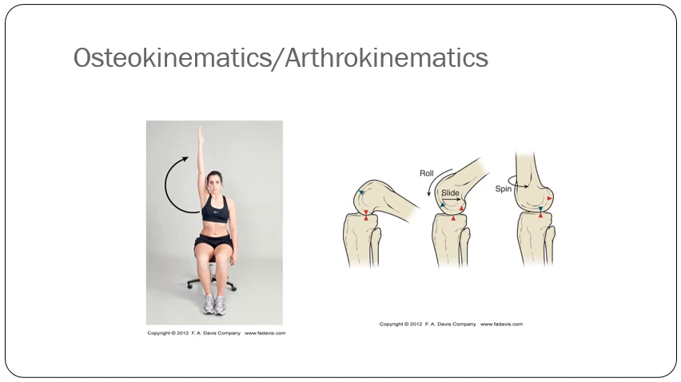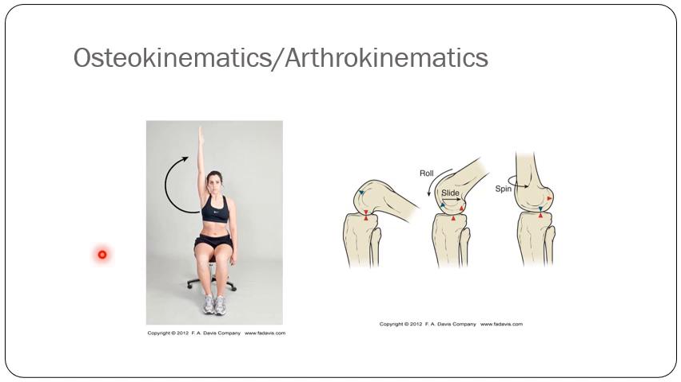Okay, so next we're going to look at osteokinematics and arthrokinematics. So osteokinematics are basically the movements that we see, or the mass movements, okay, or the movement through range of motion. So for instance, if we look at this picture here, we look at this young woman, we would say she's abducting her shoulder, okay, or she's doing shoulder abduction.